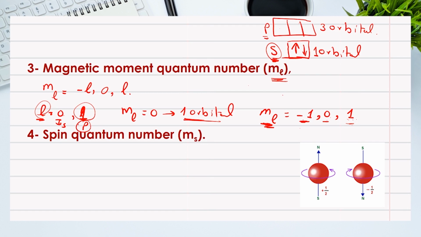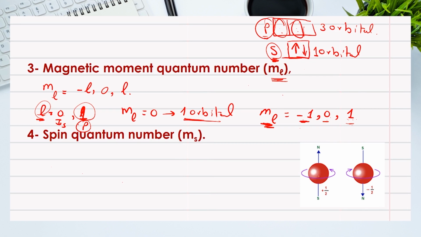So this is why we have 3 orbitals in the p subshell. Now for the spin quantum number, we said each orbital can take up to 2 electrons. To minimize the repulsion between the electrons, each electron spins in the opposite direction to the other one.